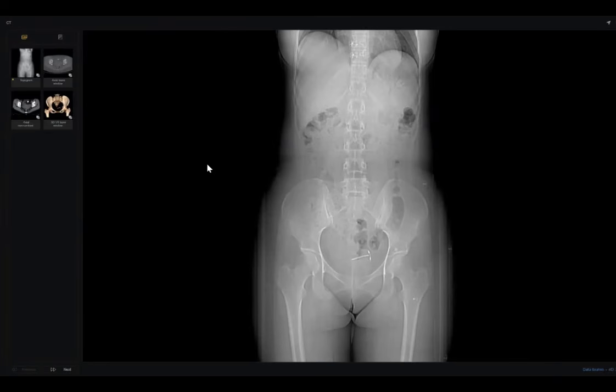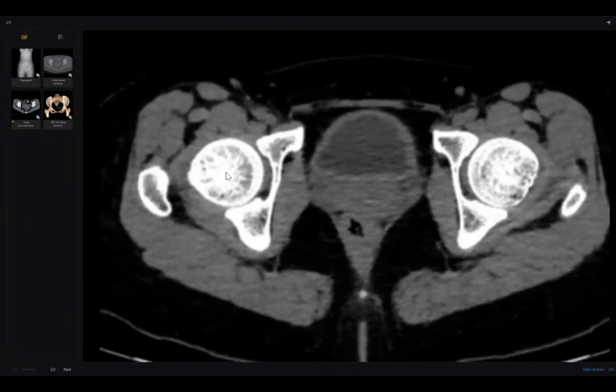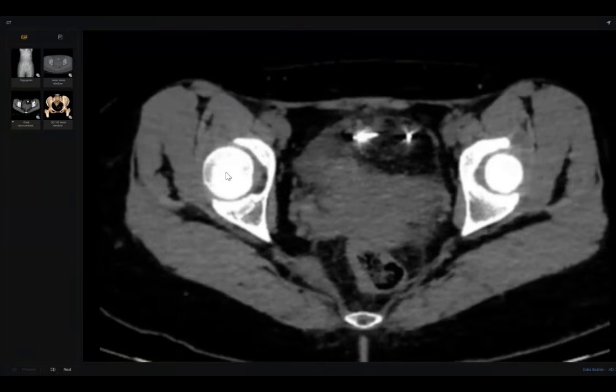What do you think? Okay, sir. Yes, sir, this is an intrauterine contraceptive device which has perforated, I think. Okay, let's check. Is it intrauterine or extrauterine? What do you think?